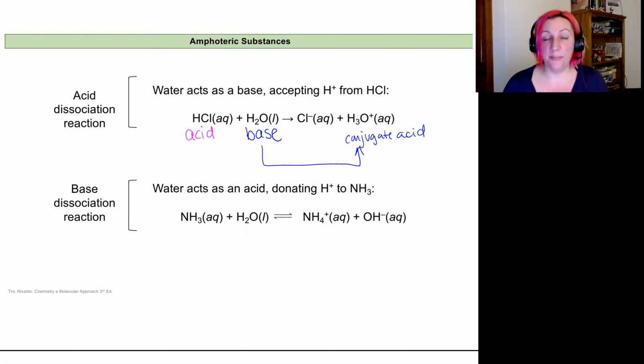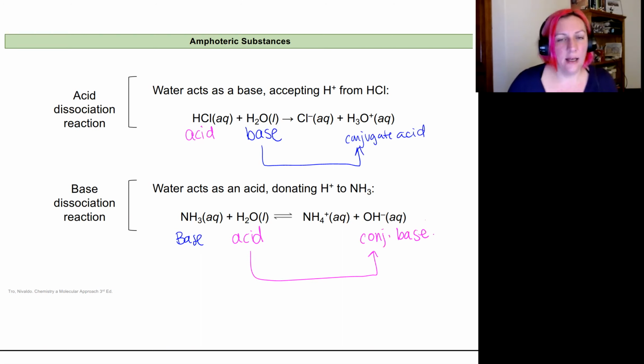Now, in a base dissociation reaction, we add a base to water. And in this case, we're going to look at ammonia again. And so here we're adding a base to water. And our water then is going to act as an acid. And it's going to donate a hydrogen to the ammonia and form a conjugate base product.